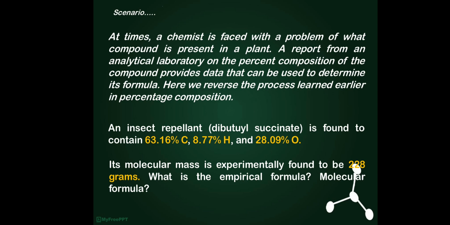So an insect repellent, the butyl succinate is found to contain 63.16% of carbon. Present na siya. So we will be looking for the empirical formula niya na. Yung empirical kasi ibabaliktad natin siya, 8.77% hydrogen and 28.09% of oxygen. Its molecular mass is experimentally found to be 228 grams. What is the empirical formula?